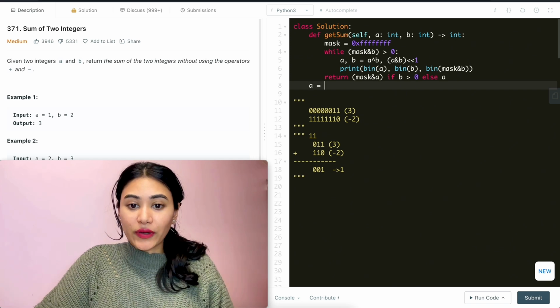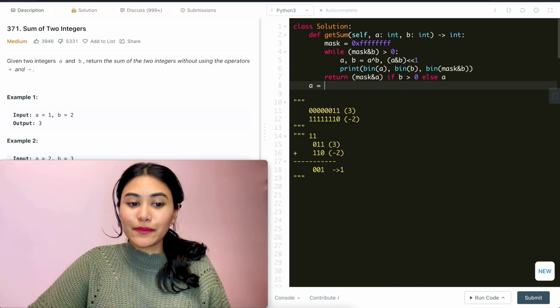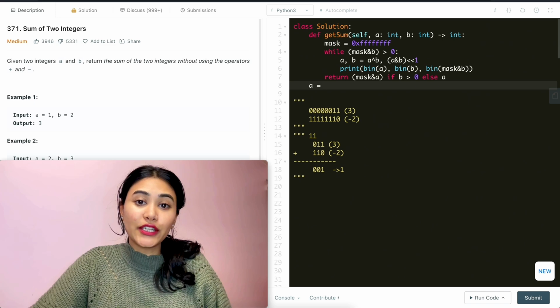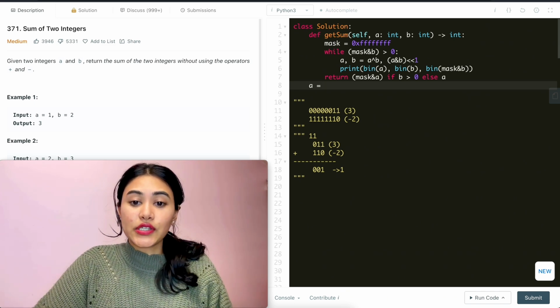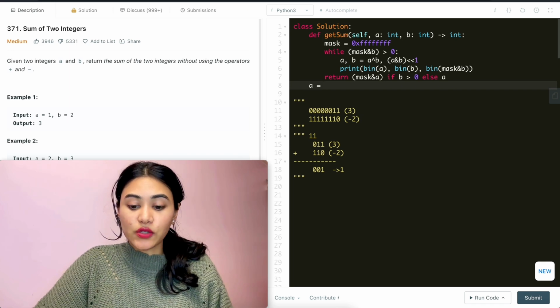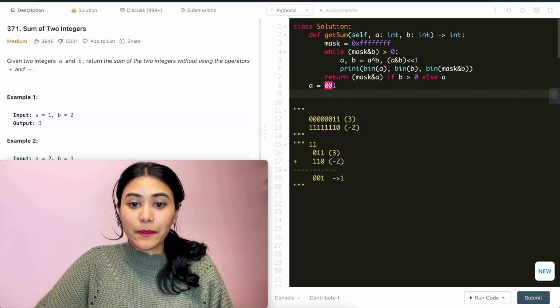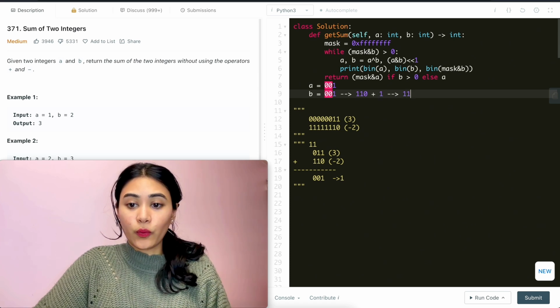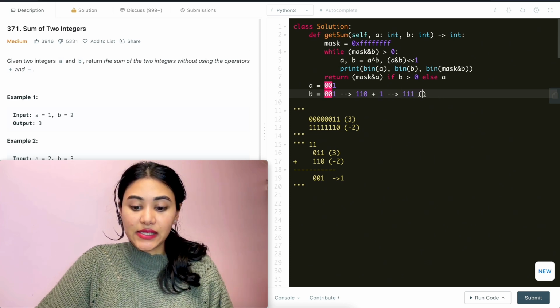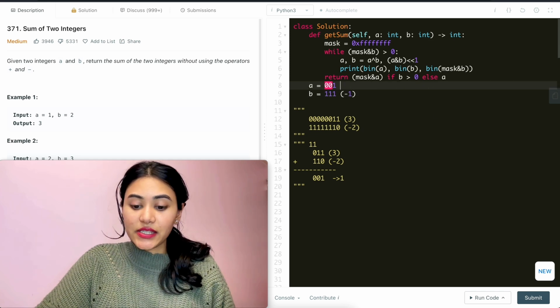So A is going to be 1, and for simplicity purposes, I'm just going to only use 3 bits. That way we don't have to keep writing things out. So 1 in 3 bits is going to be 0, 0, 1. And B is going to be, again, 0, 0, 1. We go ahead and invert this, so it's 1, 1, 0. And then we add 1, and we get 1, 1, 1. So that means this is -1. And this is +1 up here.